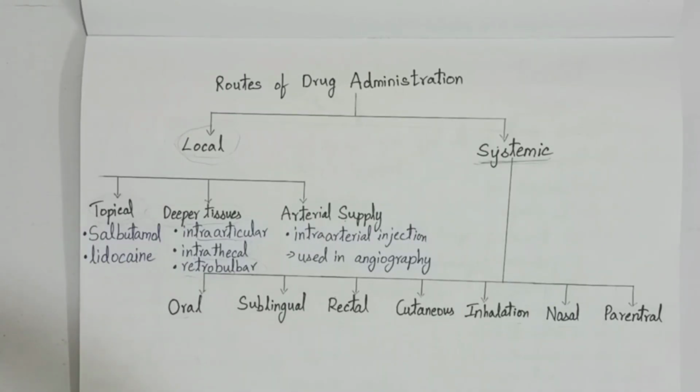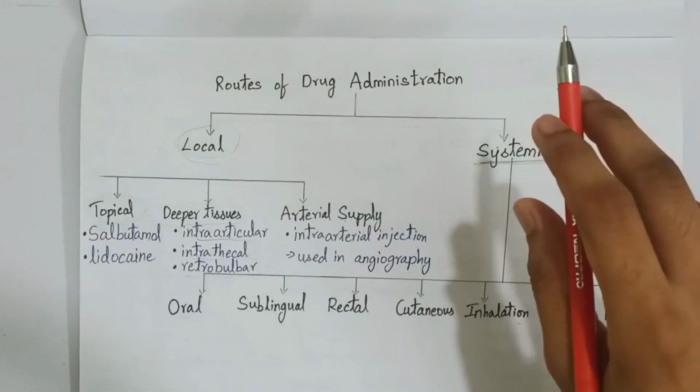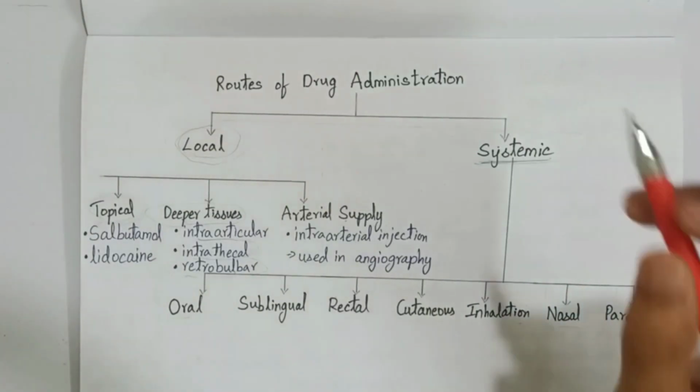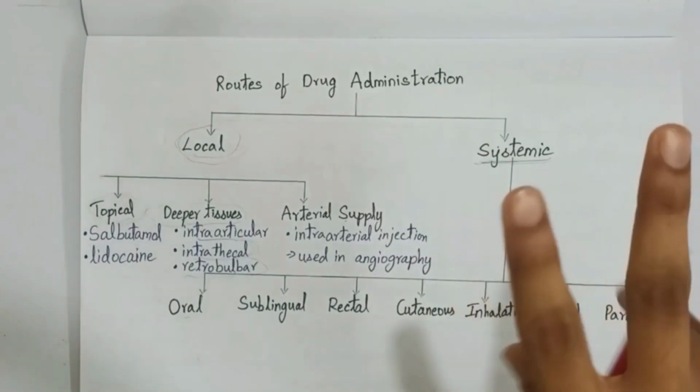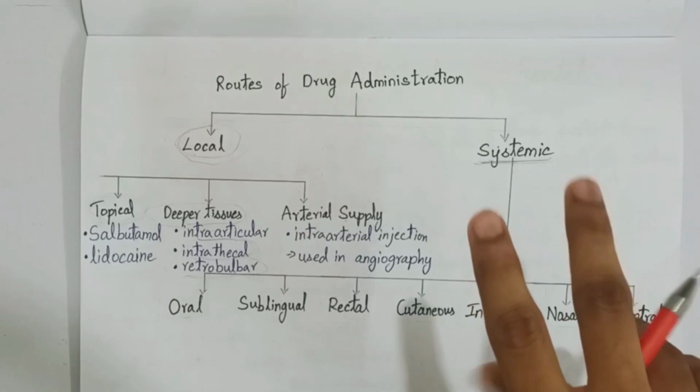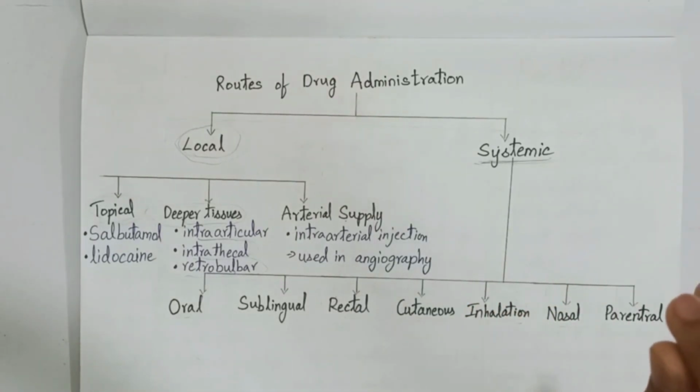Today we are going to learn about various routes of drug administration. This is the first and foremost topic of pharmacology, which is very important on university exams. So there are two types of routes of drug administration, local and systemic. We will discuss each thing in detail.